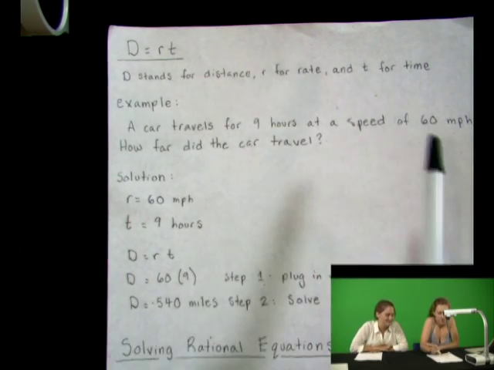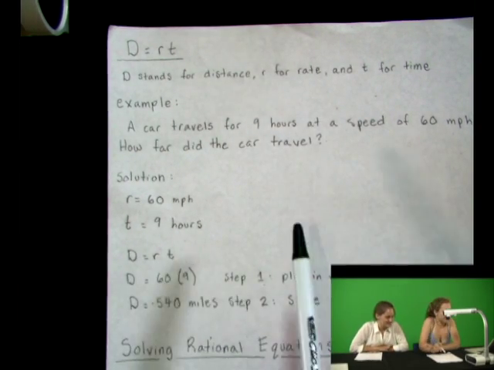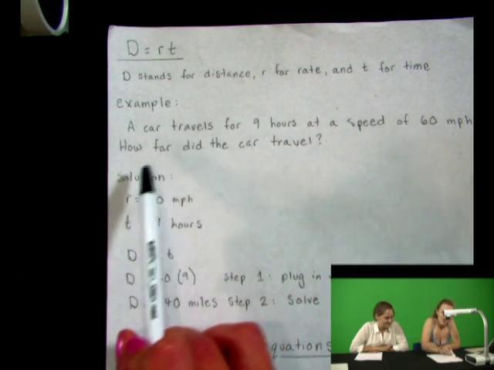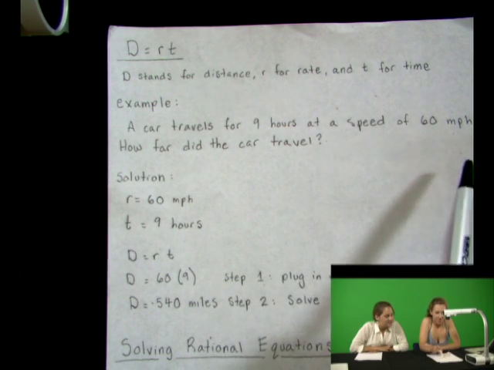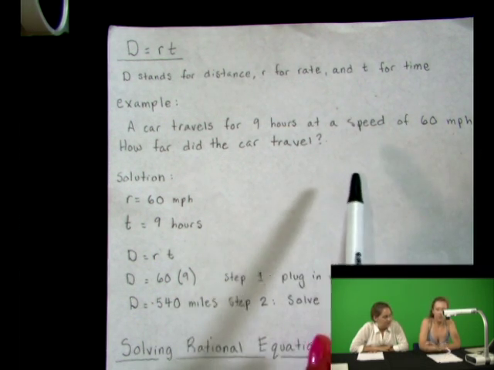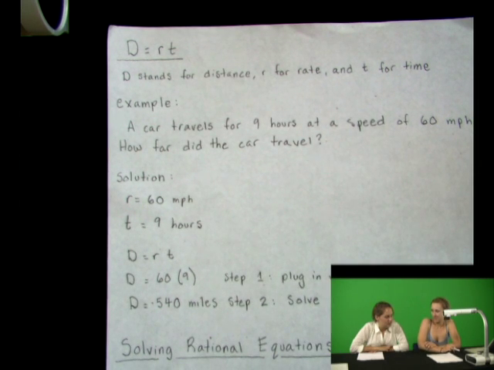Okay, got that? Okay, so here's an example to make it easier. A car travels for 9 hours at a speed of 60 miles per hour. How far did the car travel? So what are we going to want to do first? Well, we should find our R and our T so that we can plug them in and find our distance.